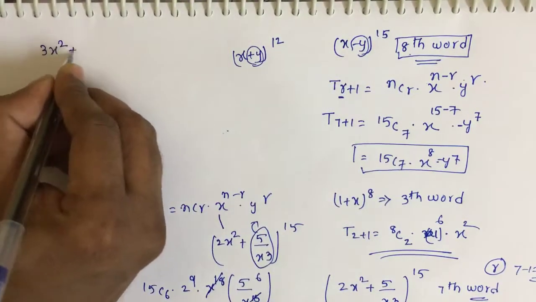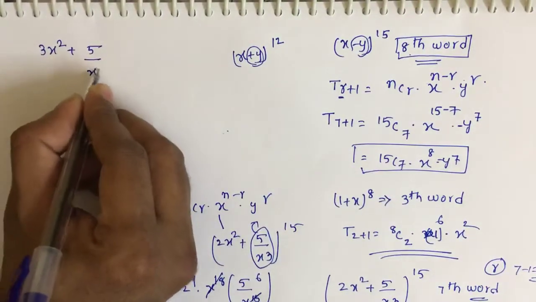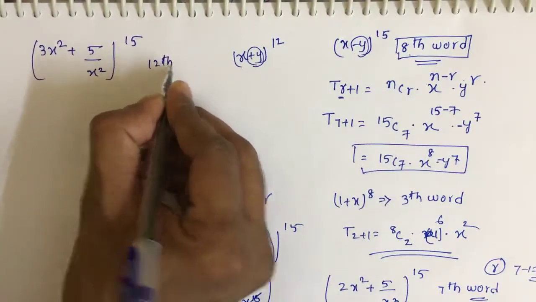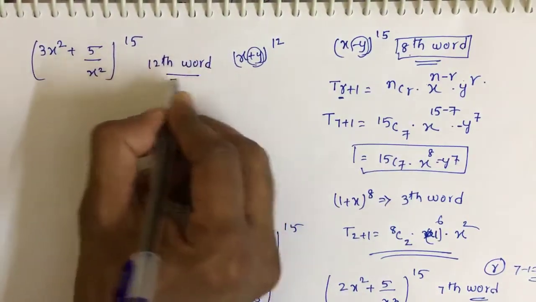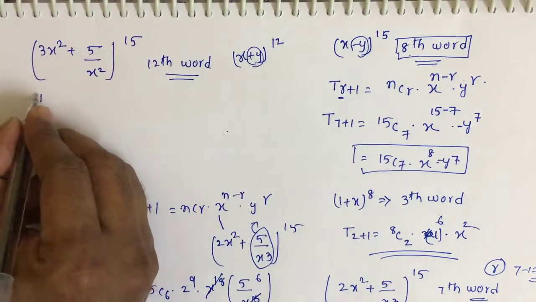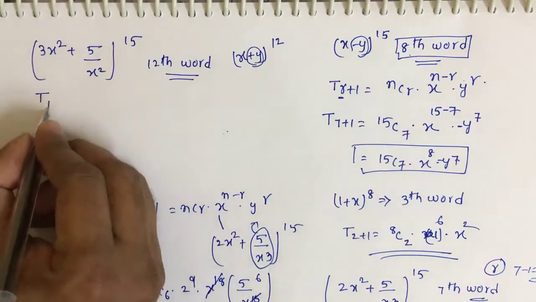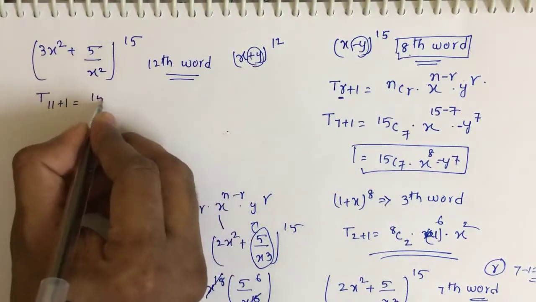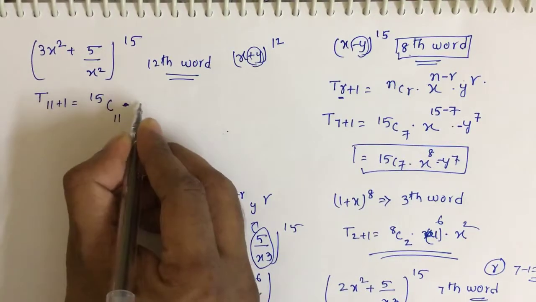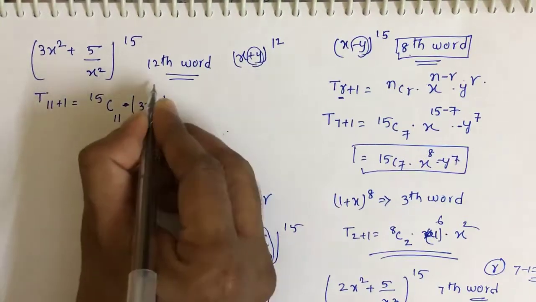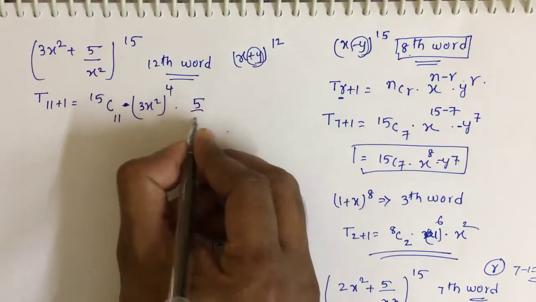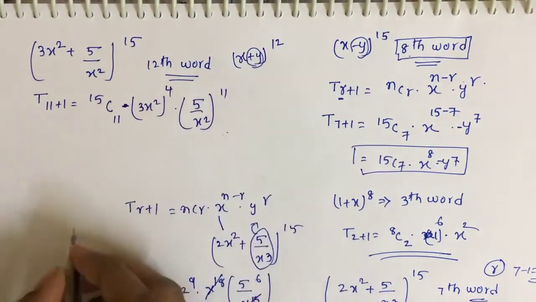3x square plus 5 by x square, power 15. So in this, what is the 12th term? Okay, so I will solve this also. So here the 12th term means r value is 11, since 11 plus 1 equals 12. So 15 C 11 into 3x square to the power 15 minus 11, how much? 4.